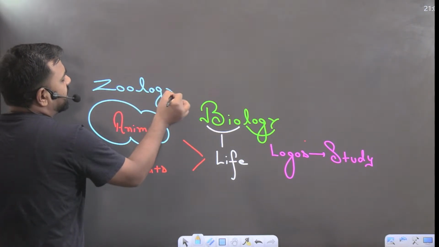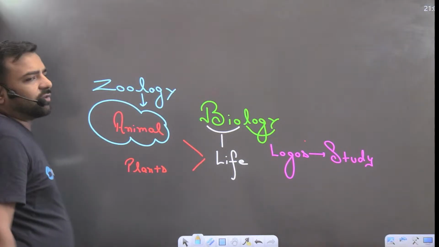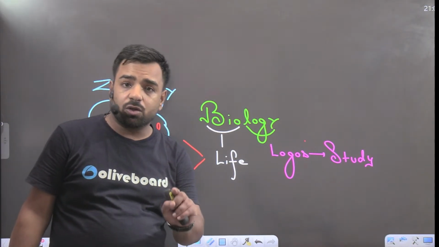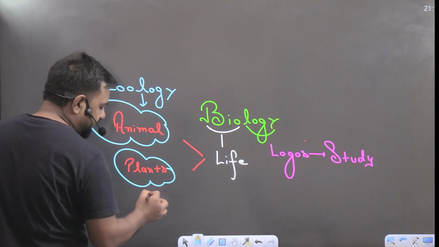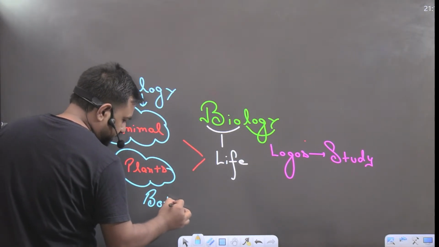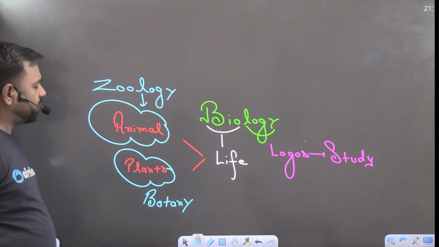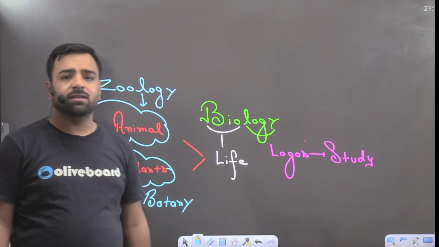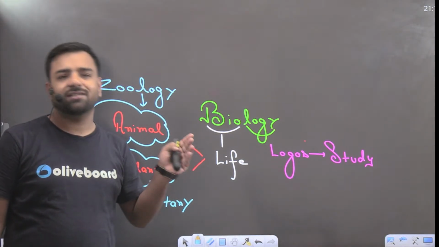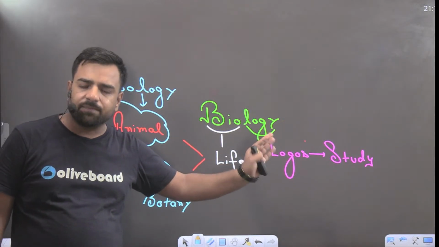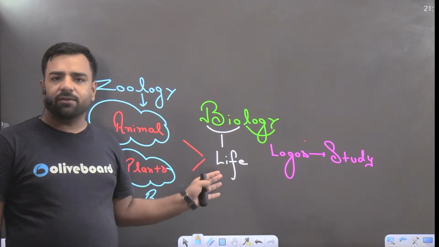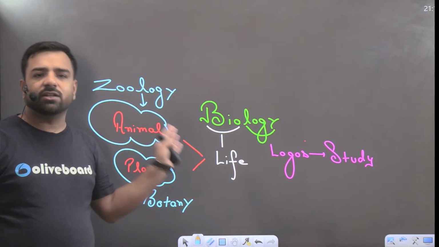Logy means to study, so zoology is linked with the study of animals. Similarly for the plants, that's botany. Botany is the study of plants and zoology is the study of animals. Was it asked in the examination previously? Yes. So study of cell is cytology, biology is the study of life, and zoology is the study of animals.